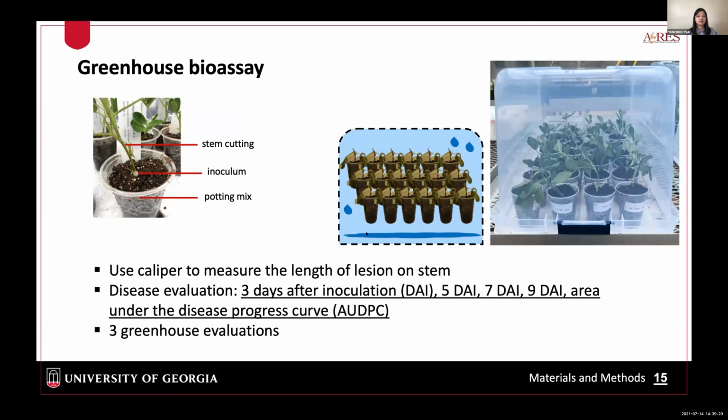In the greenhouse bioassay, plants were grown in pots, and the lateral branch was cut and put in a cup filled with potting mix. The inoculum shown here is a mycelial plug, and we inoculate on the base of the stem near the soil line. All the cuttings are put in a mist chamber for high humidity. I used a caliper to measure the length of the lesion on the stem, and evaluations were taken at 3, 5, 7, and 9 days after inoculation. The AUDPC was calculated based on these four evaluations, and we did three greenhouse evaluations for this study.